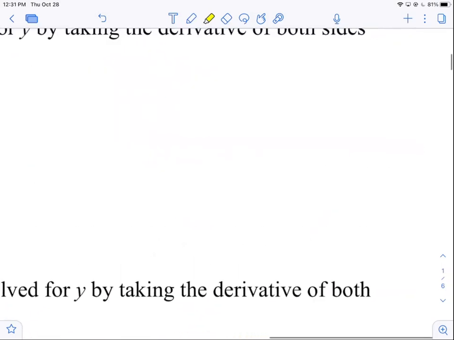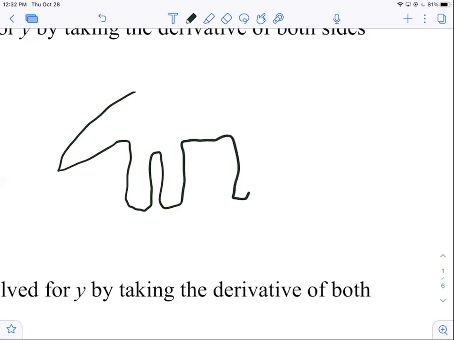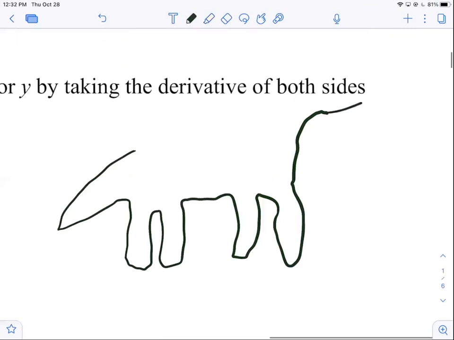Up to now, we've been looking at curves that are functions of x, right? They pass the vertical line test. But we have other curves that don't pass the vertical line test that are curves as well, right? And they want some love and affection.